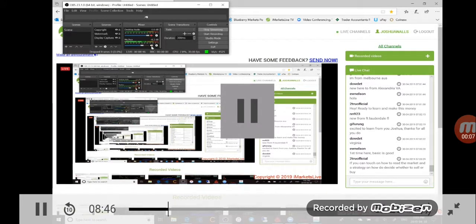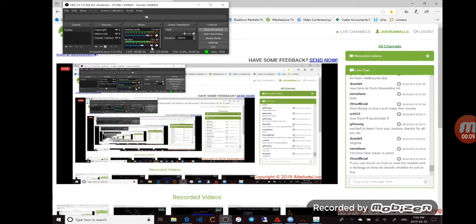On how to read the market. It's a pretty broad question you have there on how to read the market, but we can definitely go through some analysis. A strategy on how to decide whether it's a very broad thing that you've asked me to do here too.